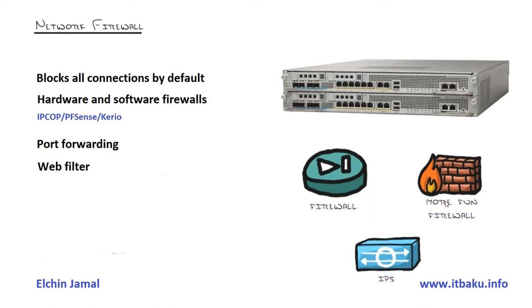Network firewall. This is a device that protects your network from outside. It protects from outside attacks, from some penetration, etc. And if you buy a new firewall, just unpack it, plug it in and turn it on, all ports, all traffic is blocked by default. All traffic in this device or in the software is blocked by default.